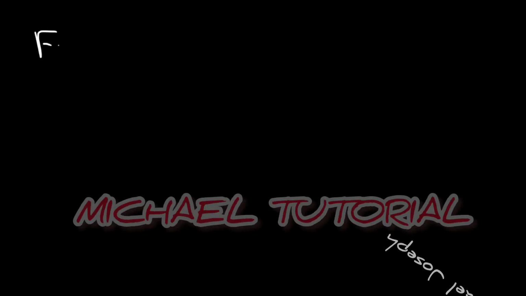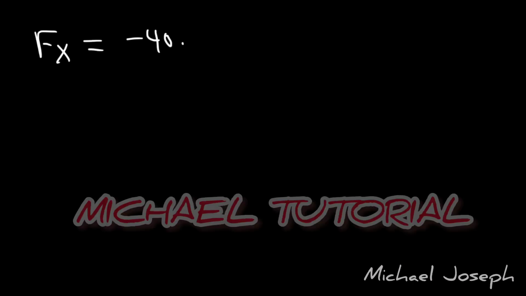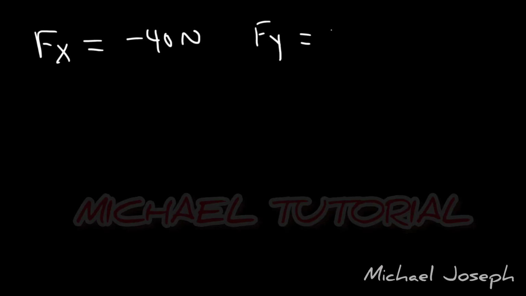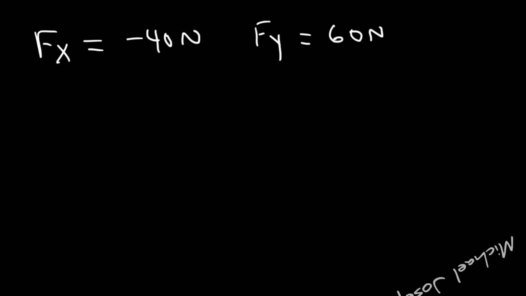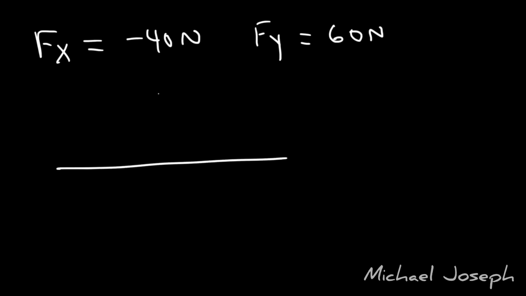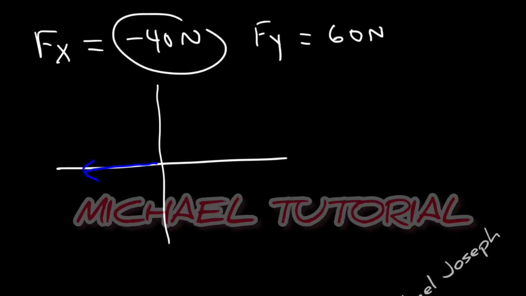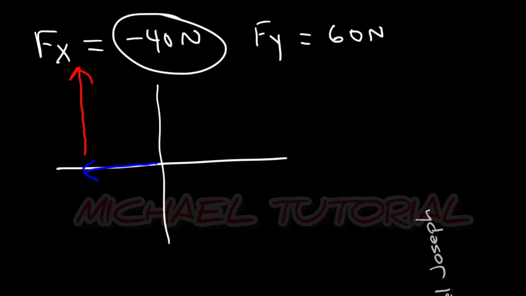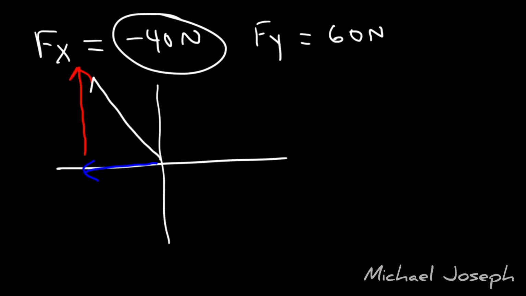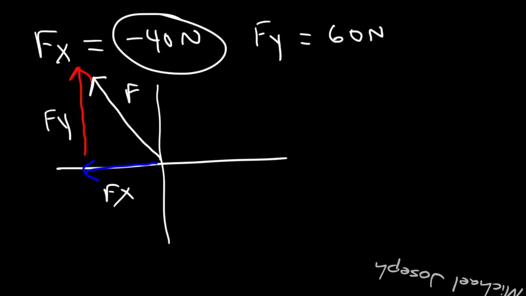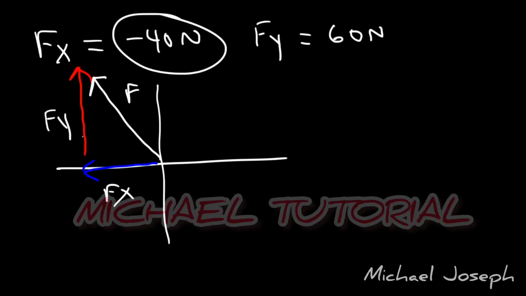So let's say Fx was negative 40 and Fy is 60. Where would you draw this vector? So first you would have to travel 40 units to the left to describe Fx, because it's negative. X is negative on the left side. Now Fy is positive 60, so you've got to go up 60 units. And so F is in quadrant 2. So if you know the components, you can describe the vector.